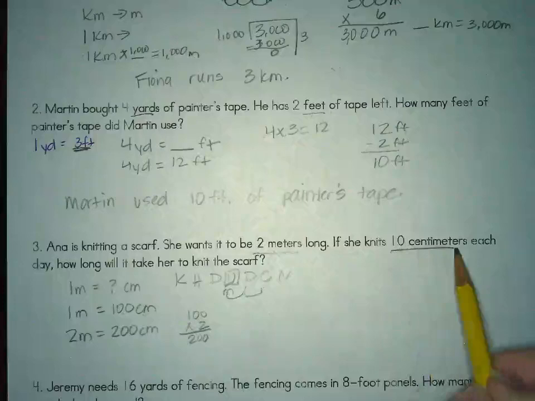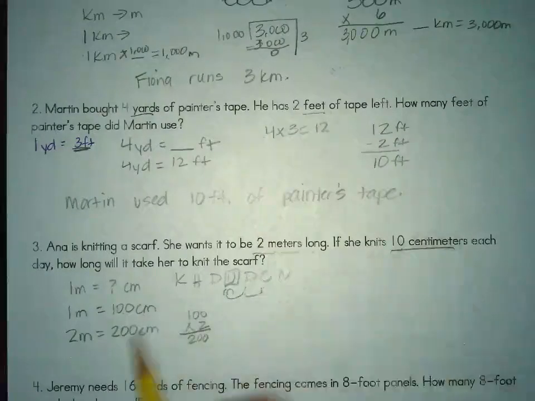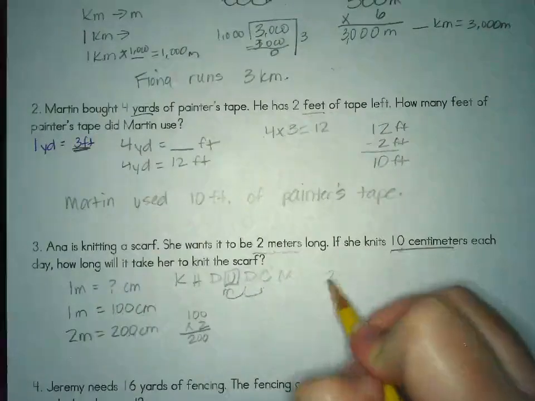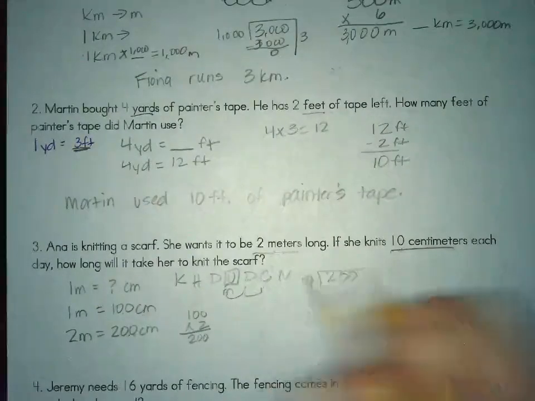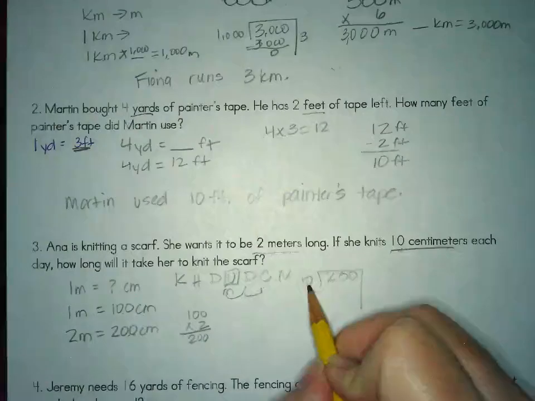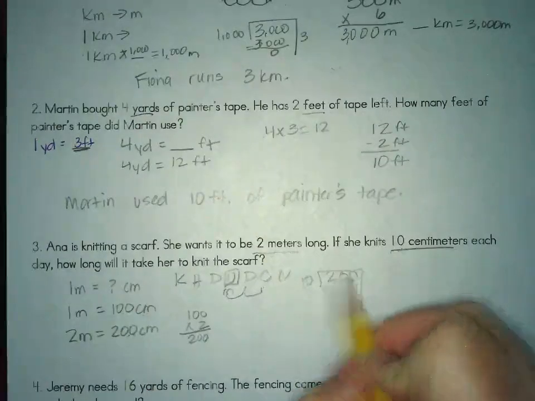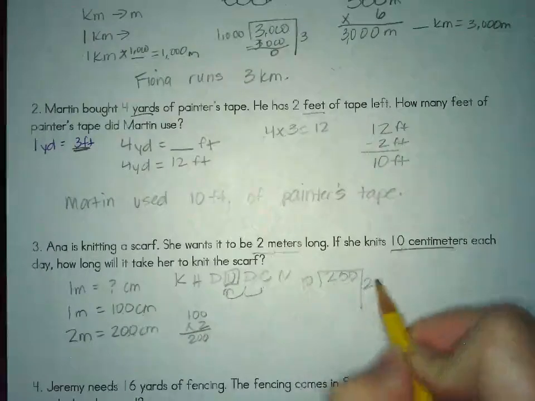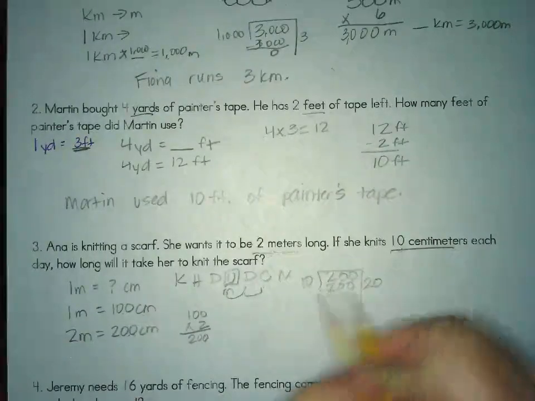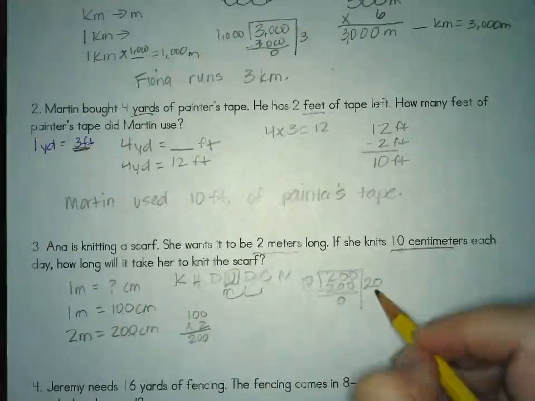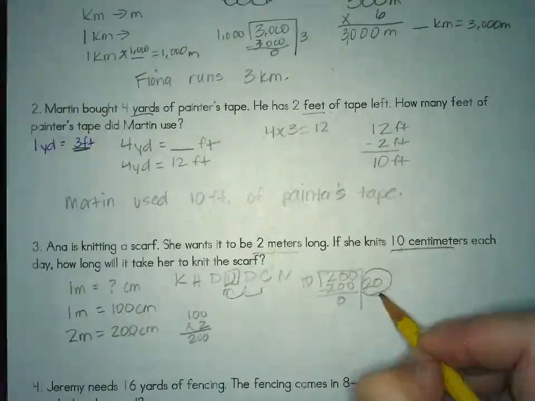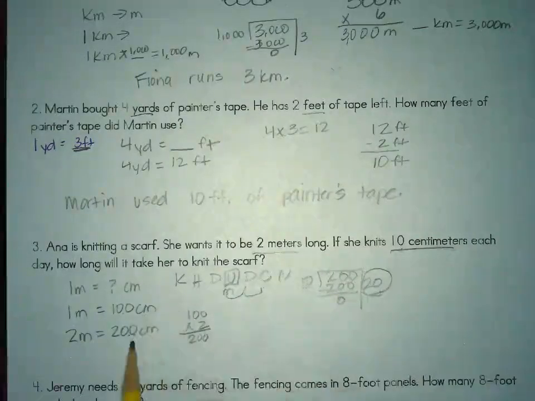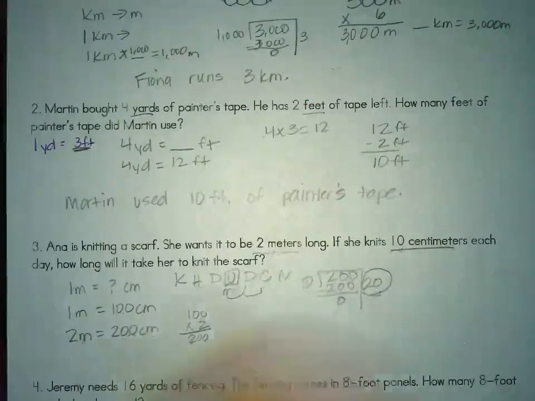But she only knits 10 centimeters each day. So I'm going to have to take this because I need it to equal 2 meters, which is 200 centimeters. So 200 divided by 10. Well, what can I multiply 10 by to get to 200? If I do 10 times 2, that's 20. But 10 times 20 is 200. So that means she's going to need this many days if she knits 10 centimeters each day to equal 200 centimeters, which is equivalent to 2 meters.